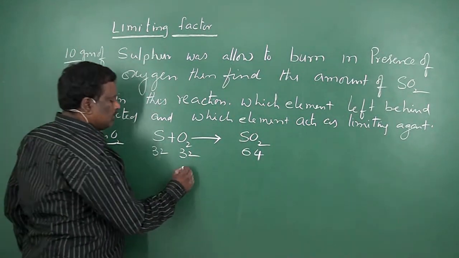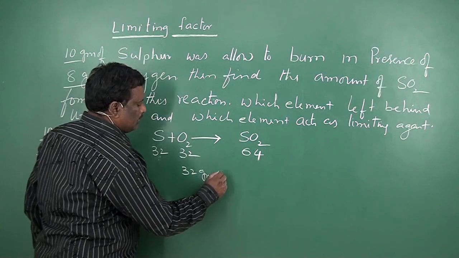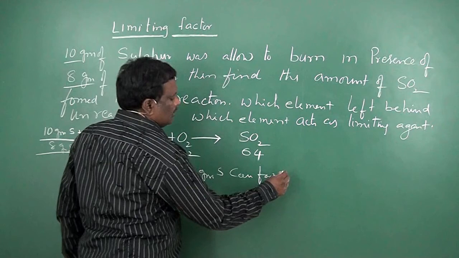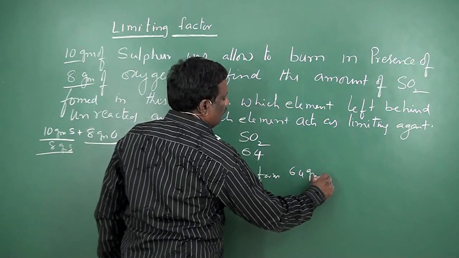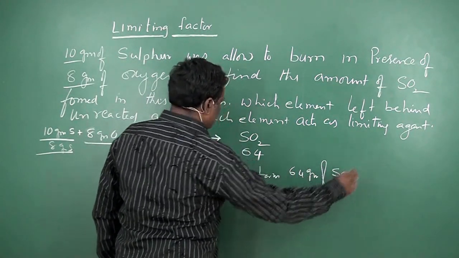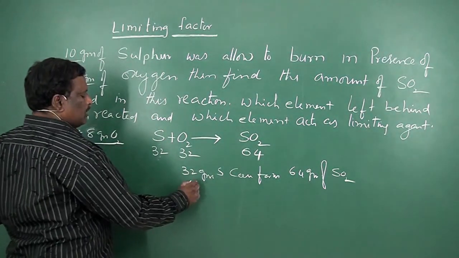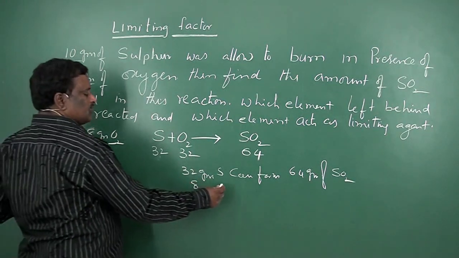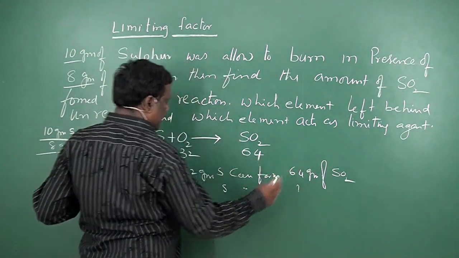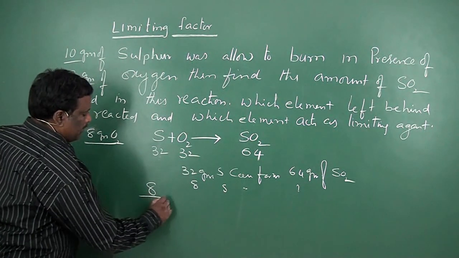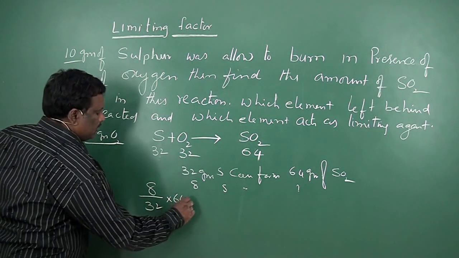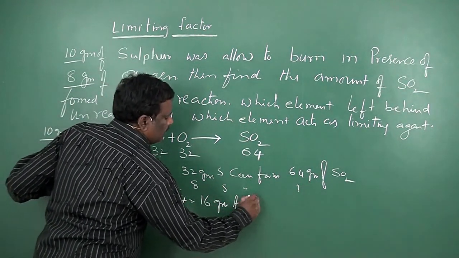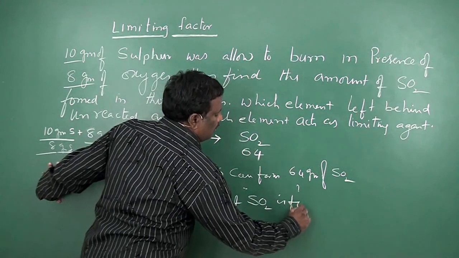Or in other words, 32 grams of sulfur can form 64 grams of SO2. Now, only 8 grams of sulfur was burned, though there is 10 grams. Only 8 grams was burned. So, if 8 grams of sulfur is burned, how many grams of SO2? 8 by 32 into 64, that is 16 grams of SO2 is formed.